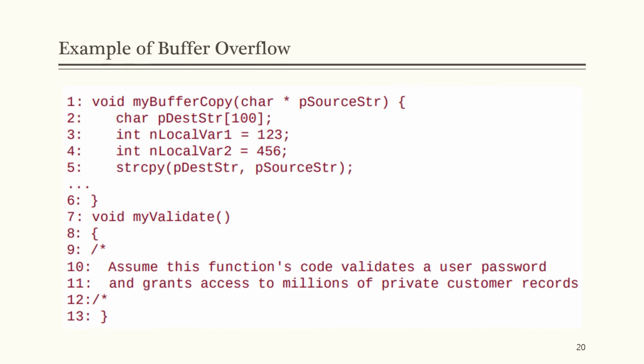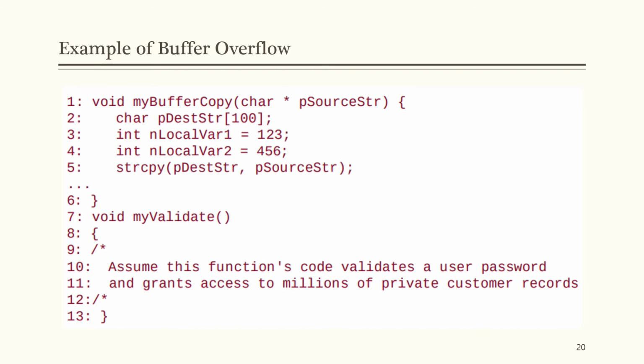In this slide, there are two functions. MyBufferCopy is used to copy the passed value through pointer parameters. MyValidate is used to validate a user password. Do you see the problem? The size of the input string psource_str is unknown. The size of the destination string pdeststr is 100 bytes. Now, what happens if the source string's length is greater than 100?